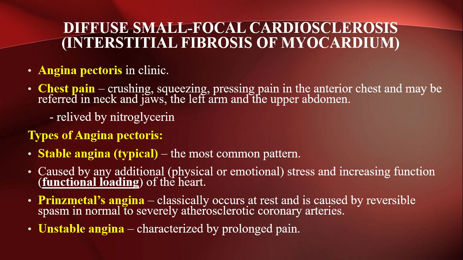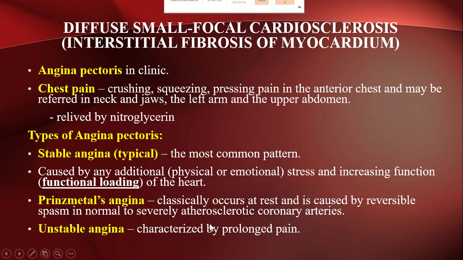Types of angina pectoris: there are three types. Stable angina is the most common pattern, caused by any additional stress that increases the function of the heart. Prinzmetal angina classically occurs at rest and is caused by reversible spasm of normal to severely atherosclerotic coronary arteries. And unstable angina is characterized by prolonged pain.